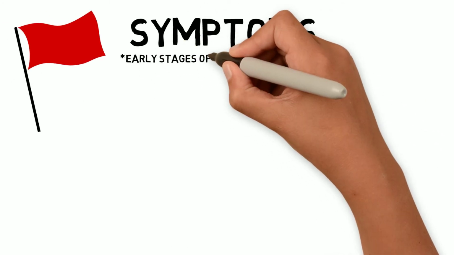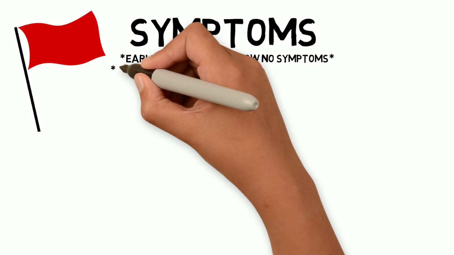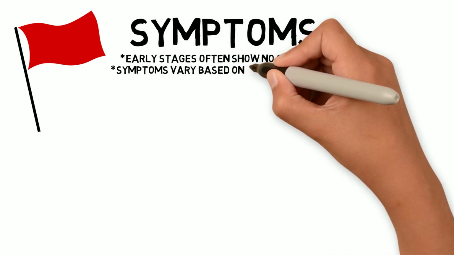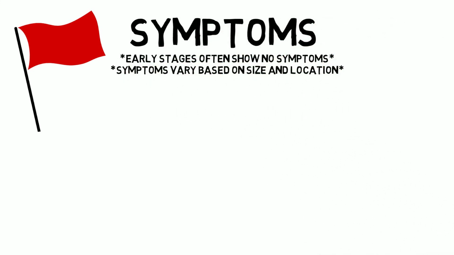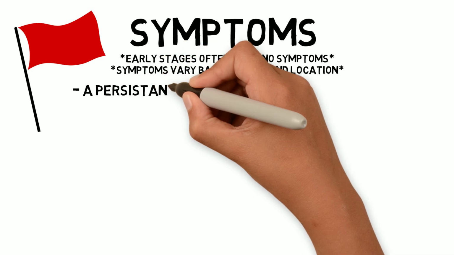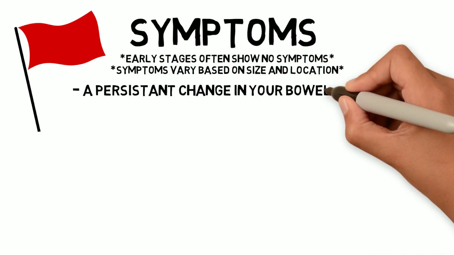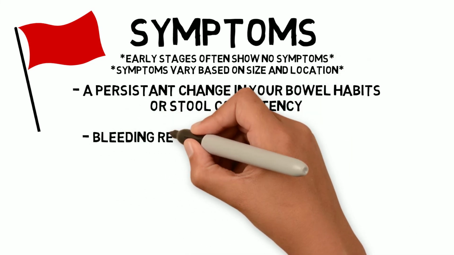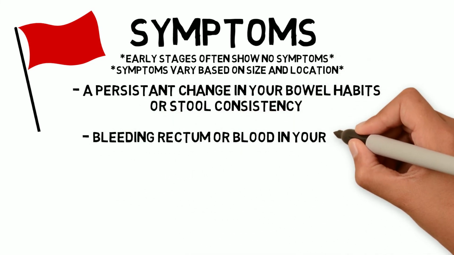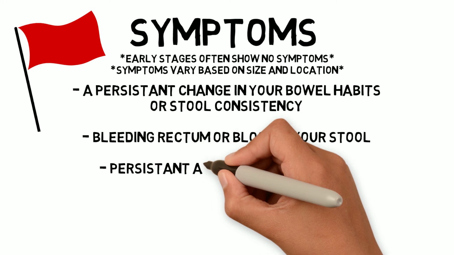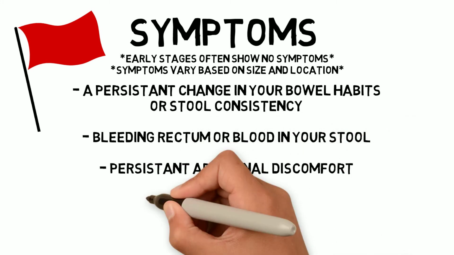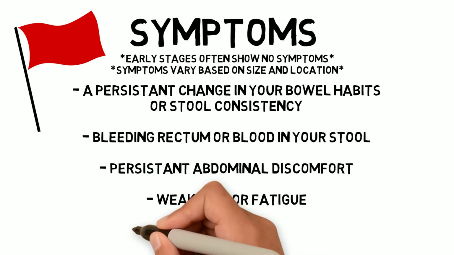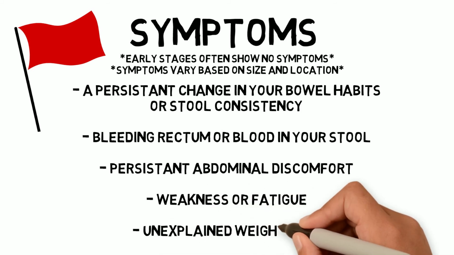Colon cancer symptoms. Early stages of colon cancer often show no signs or symptoms. Symptoms tend to vary based on size and location in your large intestine. A persistent change in your bowel habits, including diarrhea or constipation, or a change in the consistency of your stool. Bleeding rectal or blood in your stool. Persistent abdominal discomfort such as cramps, gas, or pain. Weakness or fatigue. Unexplained weight loss.